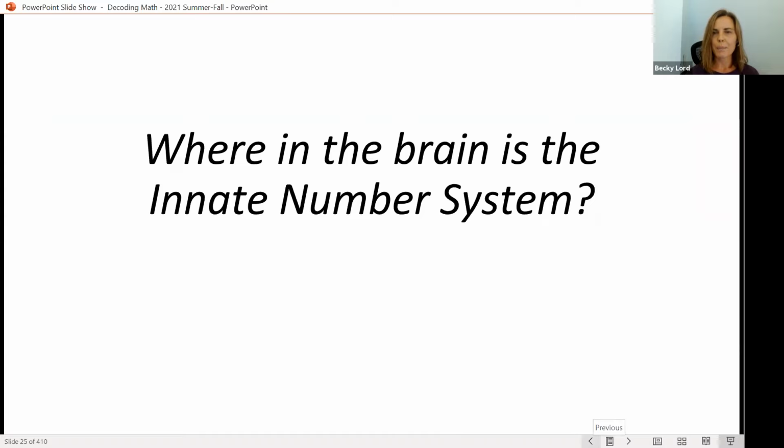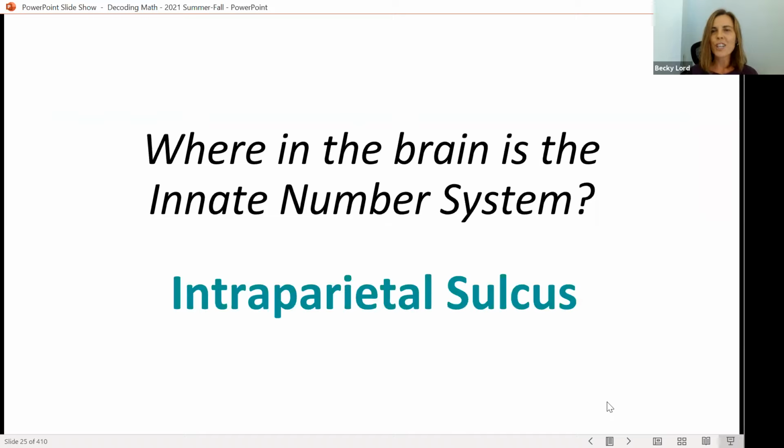So we talked a little bit about the brain and where these mathematical abilities happen. This is a part of what's considered to be your innate number system. It's in what's called the intraparietal sulcus. Now that's definitely a lot of brain vocabulary that I won't get into right now. You can Google some of it if you're wondering, but it basically means it's in the parietal lobe, which is sort of the back of your brain.